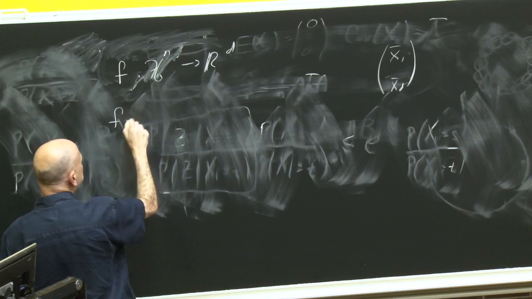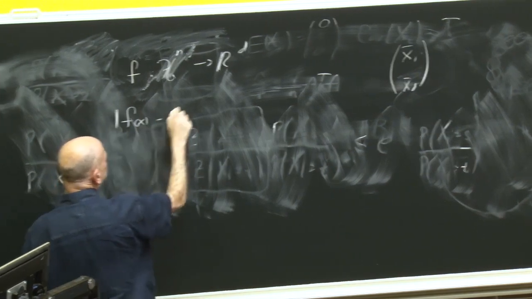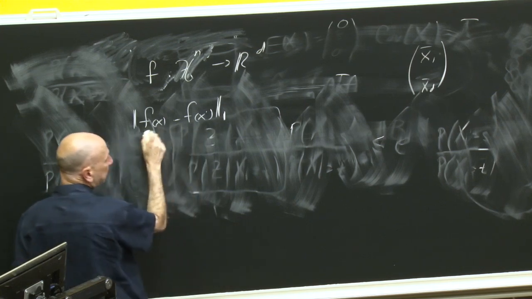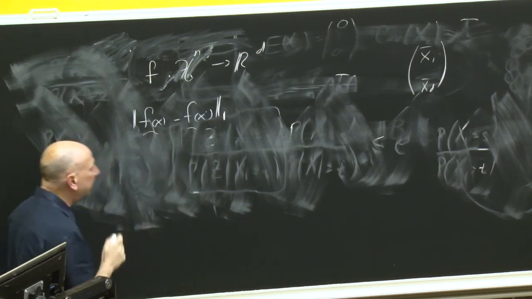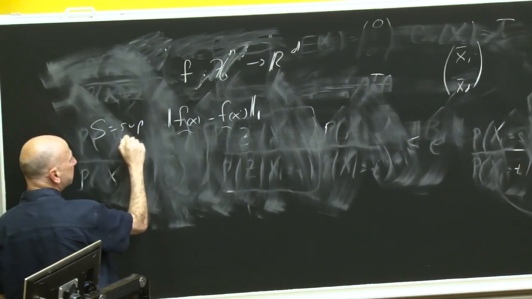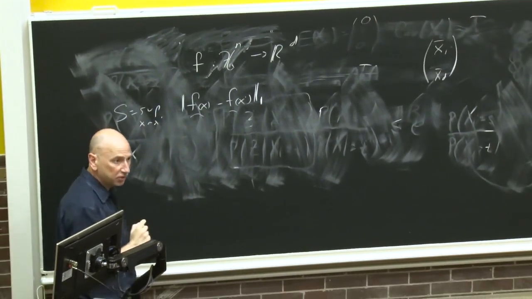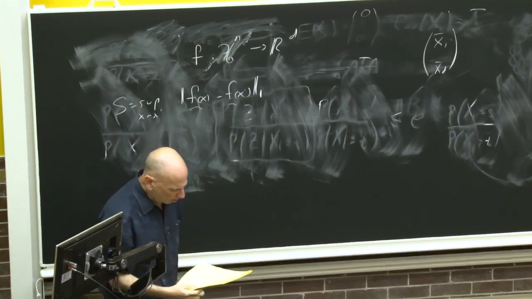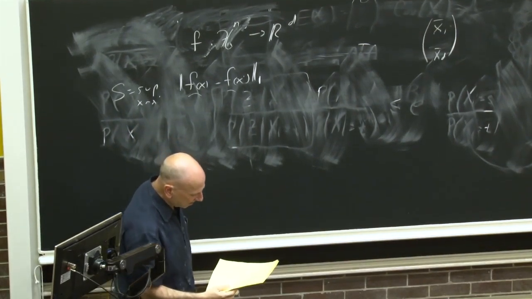All you do, the same proof goes through, it's just that you define the sensitivity in terms of the L1 norm now. This is a vector, and this is a vector, you take the L1 norm. And that becomes the sensitivity. It's not hard to see that the same analysis goes through, you just have to add noise proportional to this sensitivity.